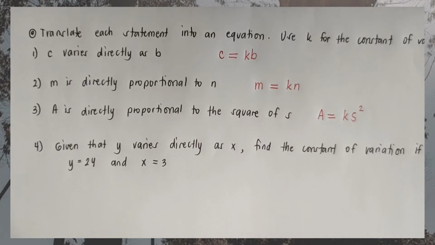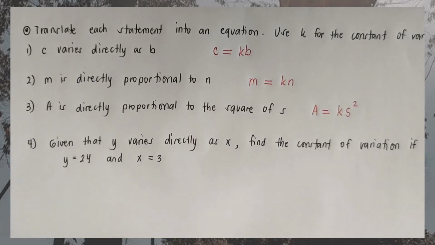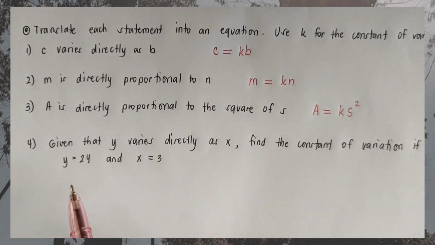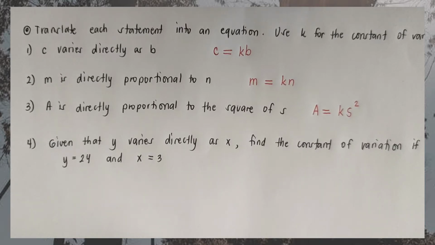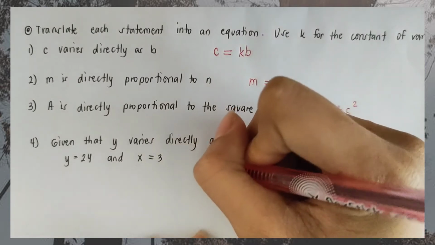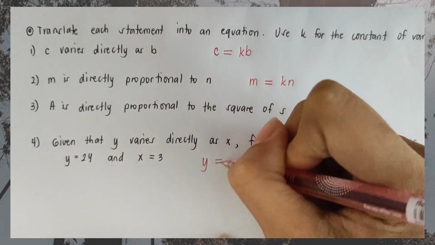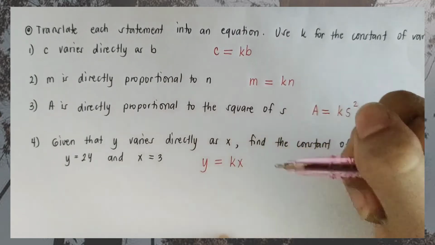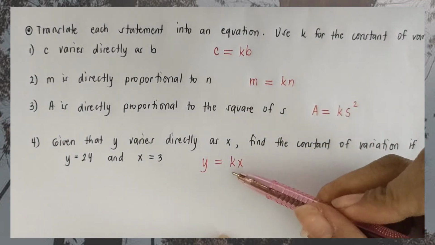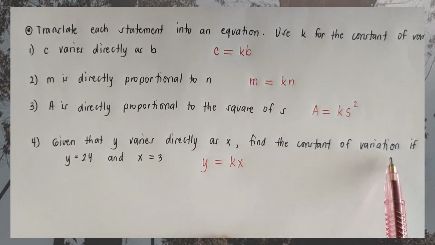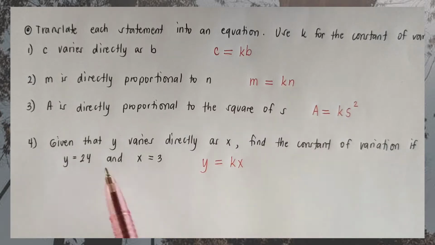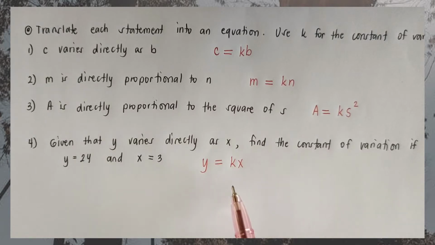How about number 4? Given that y varies directly as x, find the constant of variation if y is equal to 24 and x is equal to 3. The first thing that we need to do is to write the equation of direct variation, which is y is equal to kx. We are looking for the value of k because we need to find the constant of variation. Now we will just substitute for the value of our y, which is 24, and the value of our x, which is 3, in this equation.